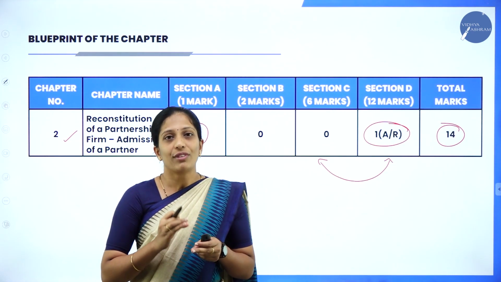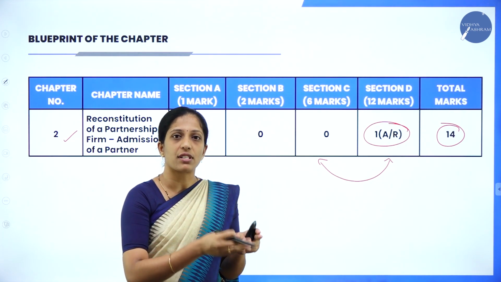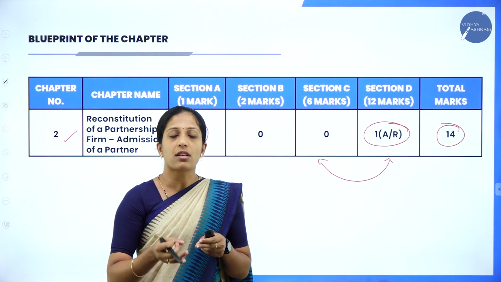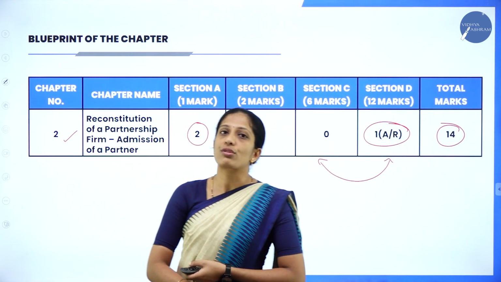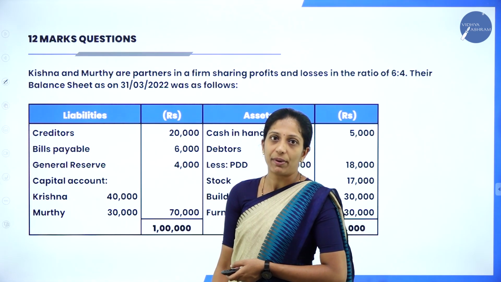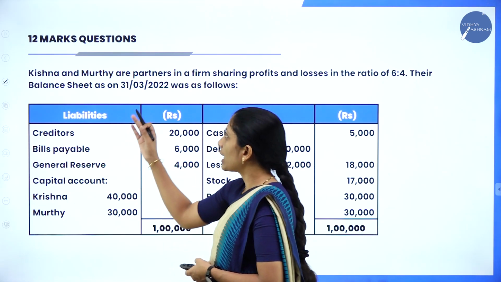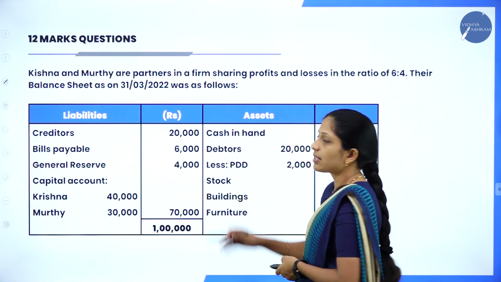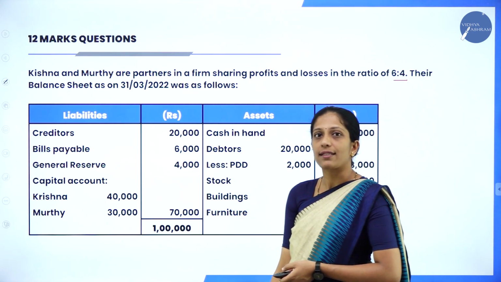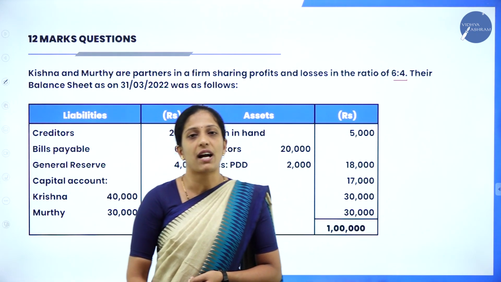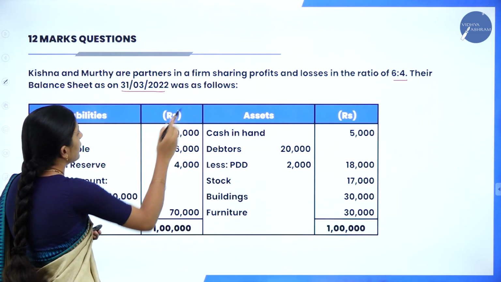Now, in your previous session, we have seen what type of questions they have asked in the question papers from 2019 to 2023, 1 mark, 2 marks, 6 marks, and we solved a 12 marks problem. In today's session also, I am going to discuss a 12 marks question paper problem. So let us go to the question and directly solve it here. Krishna and Murthy are partners in a firm sharing profit and loss in the ratio 6:4. So their profit sharing ratio is 6:4, which is nothing but 6/10 and 4/10. Their balance sheet as on 31/3/2022 was as follows.